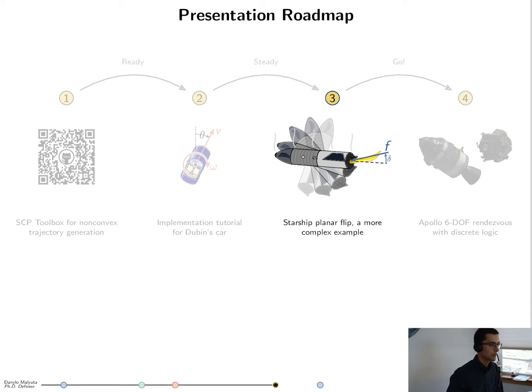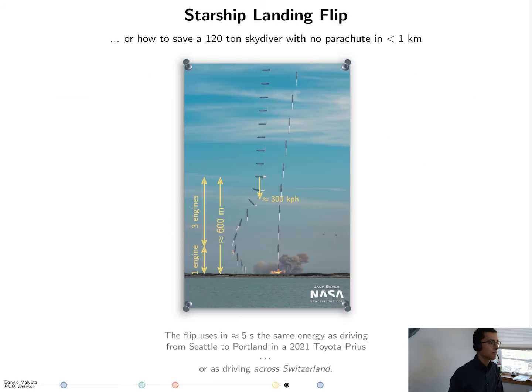Just a disclaimer, this is a demonstration of these methods being applicable to this kind of scenario. We didn't work with SpaceX to create this. So the Starship does an interesting maneuver where, after doing a so-called belly flop and falling down like a parachutist, in the last half a kilometer or so, it turns on its engines and has to perform an extremely dynamic maneuver where it flips back upright and lands on the landing pad. It's a 120-ton vehicle doing that in the space of half a kilometer. So it's a very impressive maneuver.